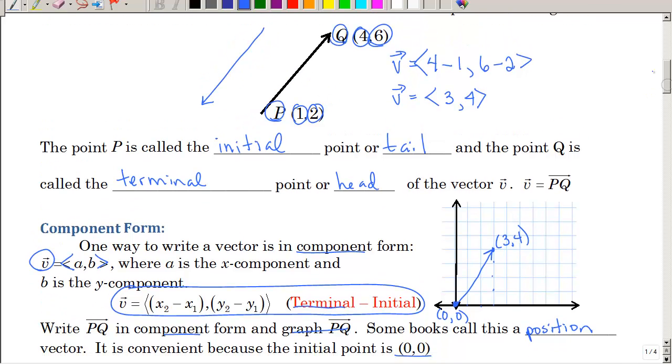Now if this was to the same scale, I want you to look at this vector and this vector. Again, if it was the same scale, they would be parallel. You're just shifting it over. But the components are the same in that I went right 3 and up 4. So it's all about that x, y form.